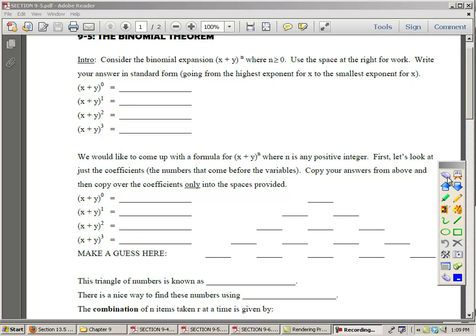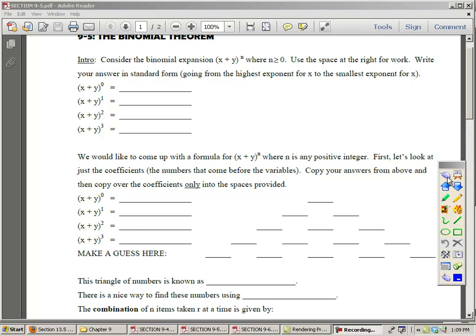Welcome to section 9.5. We're dealing with the binomial theorem. This is actually my favorite section of the entire chapter, and it really is a nice turnaround from the math induction proofs that we did in 9.4. So let's take a look. We are going to talk about expanding binomials.